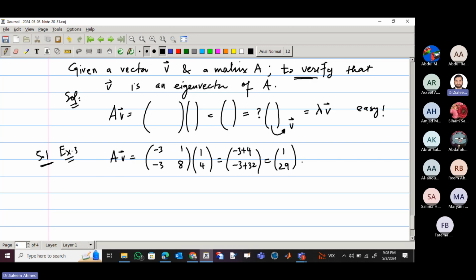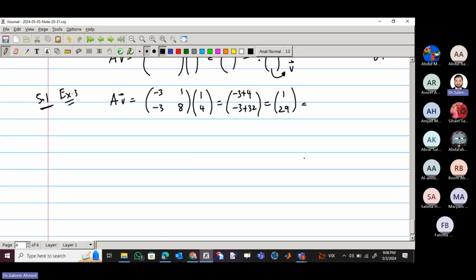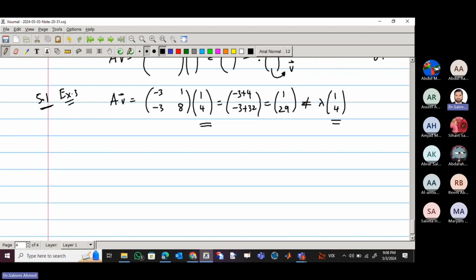Now you see, no matter what you do, you will never be able to write this as a constant times your V back. What is your V? V is 1, 4. Can you write this as 1, 4? No way. You can try any lambda here. 1, 29 will never become 1, 4.